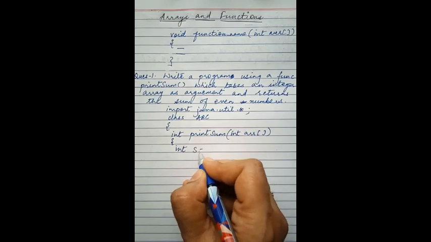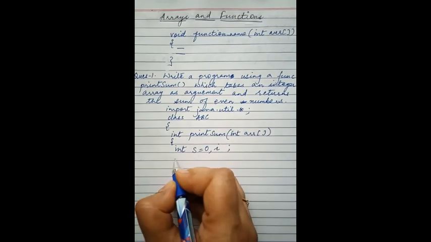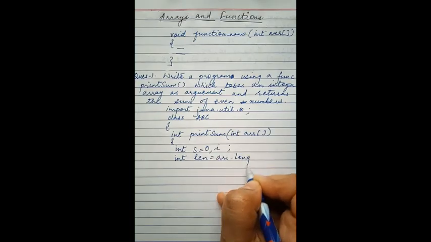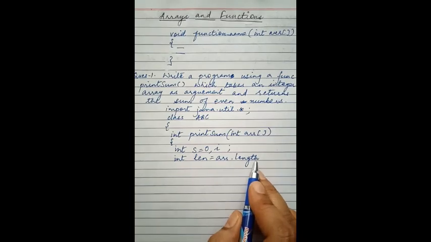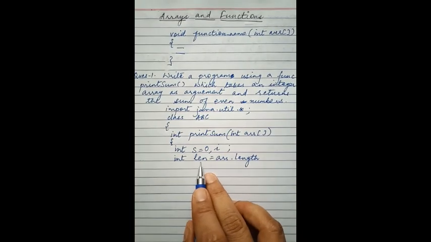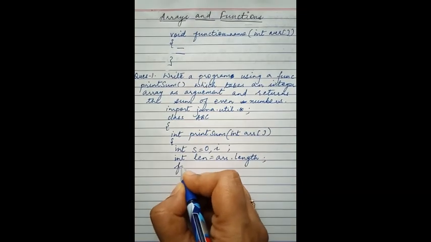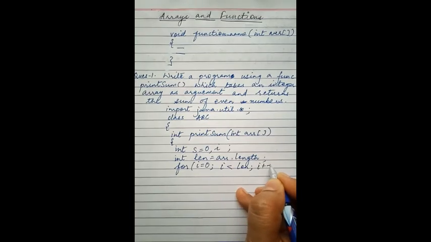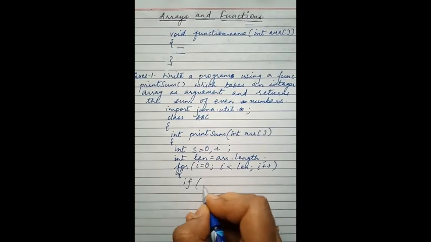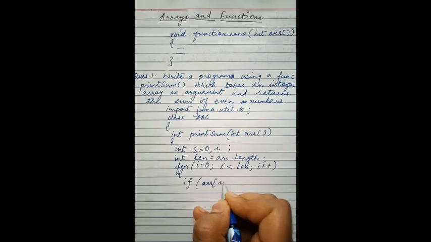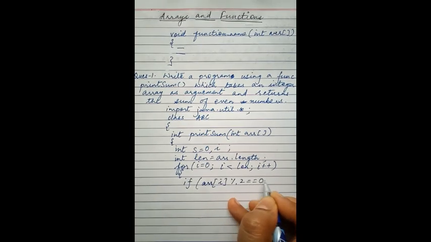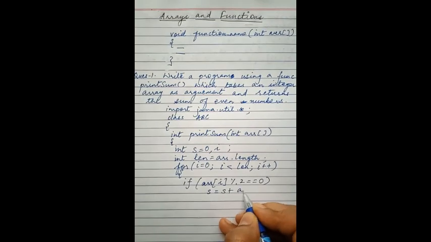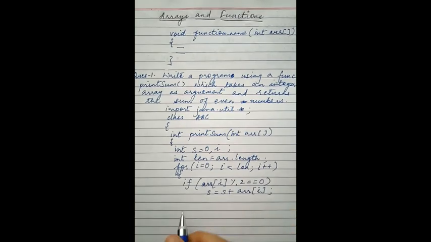Here int s equals 0 and I am writing here int len equals arr dot length. This function we had discussed in the class. Length function is used to find the size of the array and it is stored here in the variable len. So for i equal to 0, i is less than len, i plus plus. Here I am going to check if arr at position i mod 2 double equals 0, that means if the number at position i is even, then s equals s plus arr i. We have to find the sum of only even numbers.